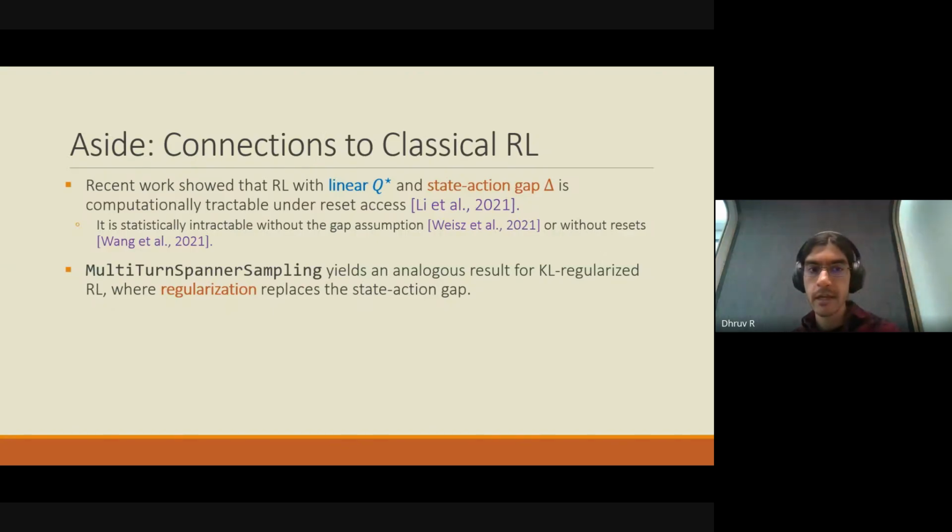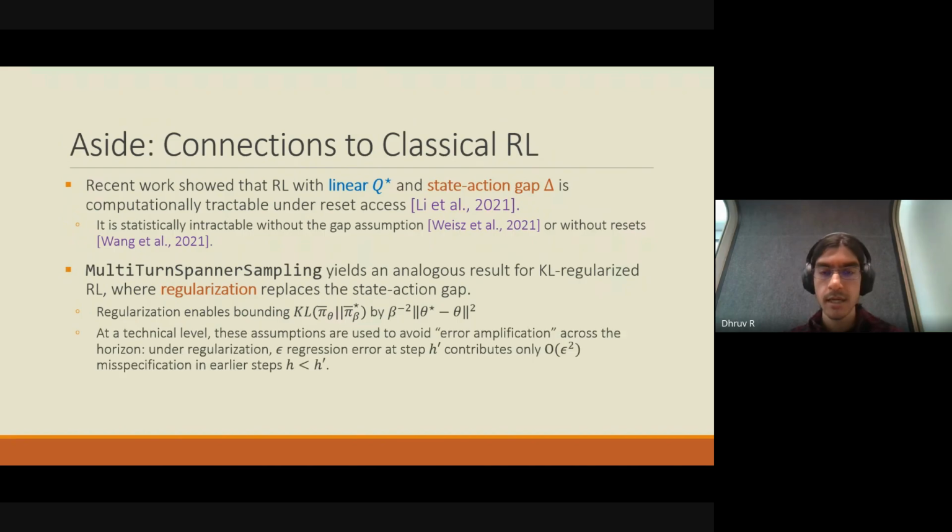And the regularization is effectively taking the place of the state-action gap. It makes the problem more strongly convex, where you can bound the KL between the optimal policy and some estimate by the squared parameter error. And the square is technically important because it allows you to avoid error compounding. This is essentially the same observation that you need to get the fast rates in the spanner sampling setting. But I don't really have much more to say about this.